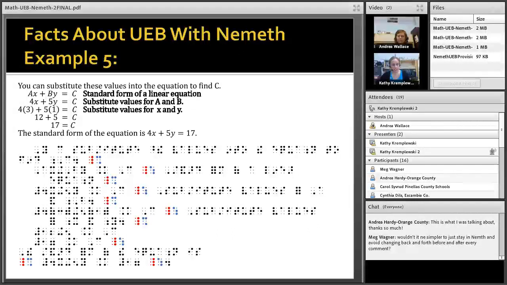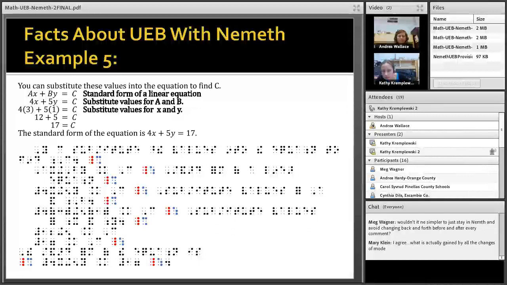And then continuing, 17 equals C. Close Nemeth mode, then you have that final statement. The standard form of the equation is 4x plus 5y equals 17. And for that equation, you go into Nemeth mode and then close Nemeth mode.